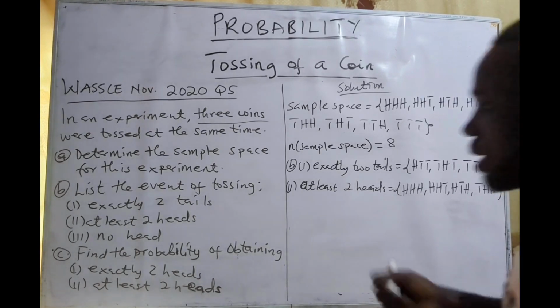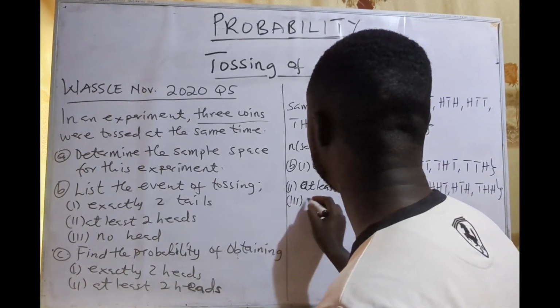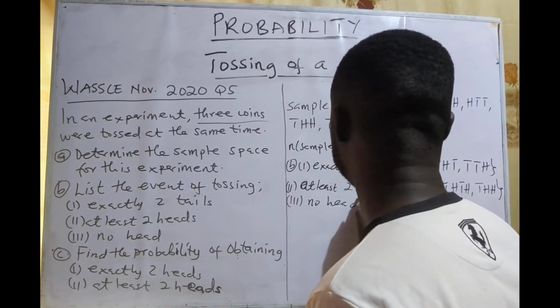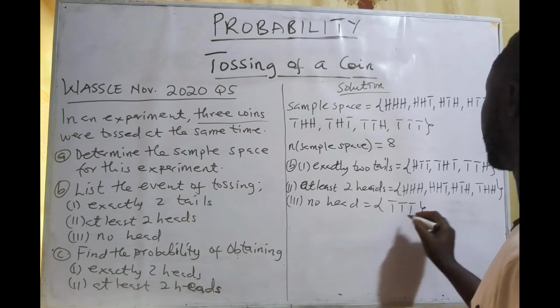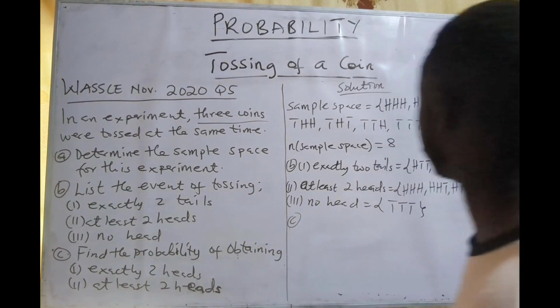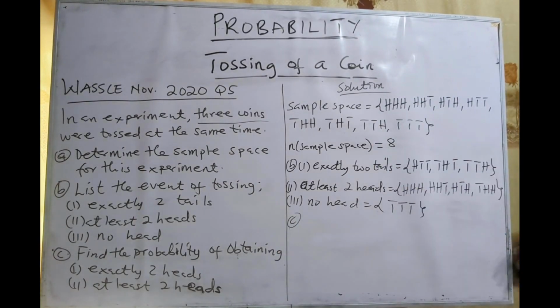Alright. And then, no head. It is only the tail, tail, tail that we see no head. We don't have any head there. Alright. Then the next one, so we are done with this.